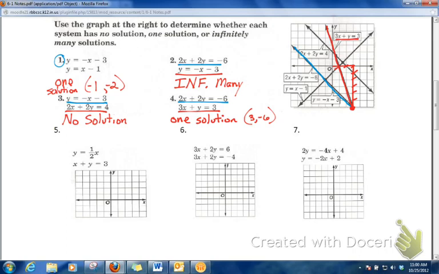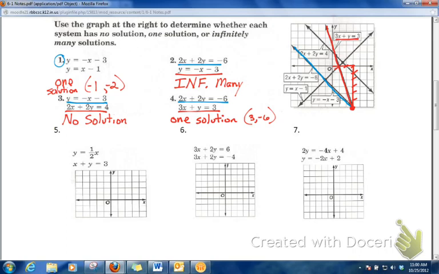So there you have it. Those were some problems where they already graphed the line for you, and then you told me, how many solutions are there and what the solution is if it was a one solution answer. All right, now on the next set of problems, 5 through 7, you'll be doing that all on your own.